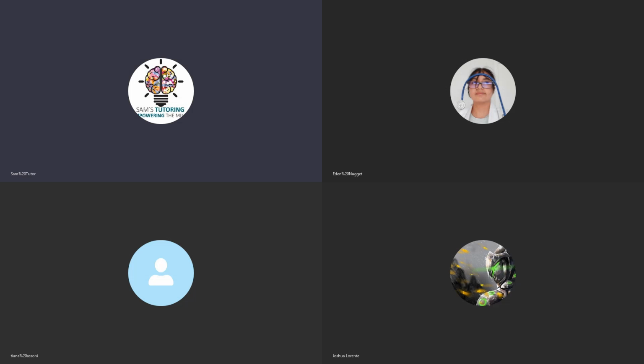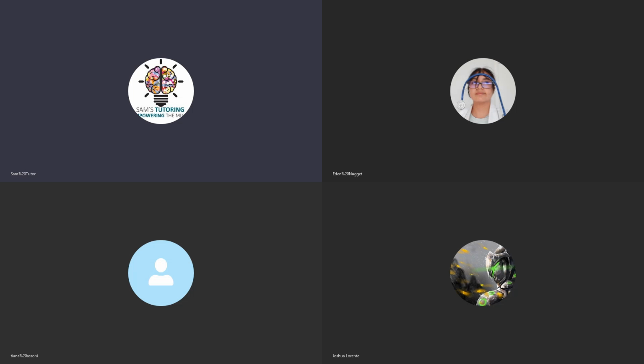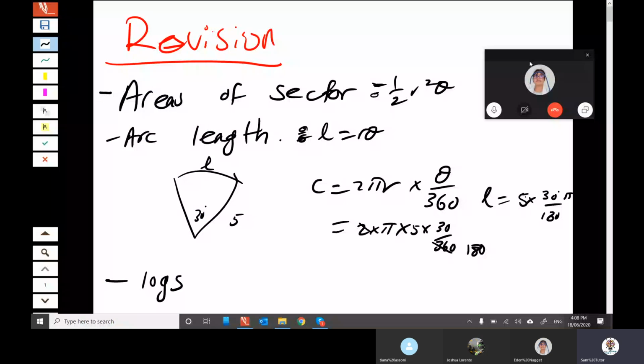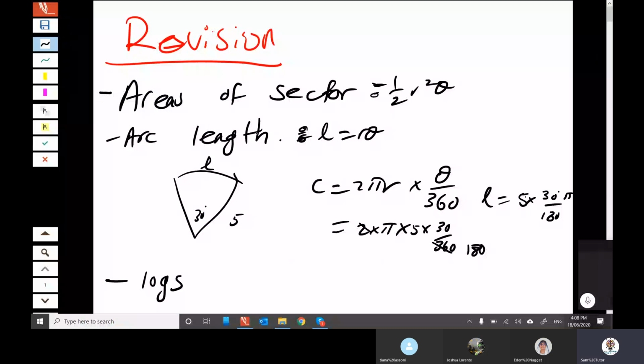So a little bit more revision. A little bit more revision. We're going to look at areas of sectors, arc lengths, and a bit of revision on logs.